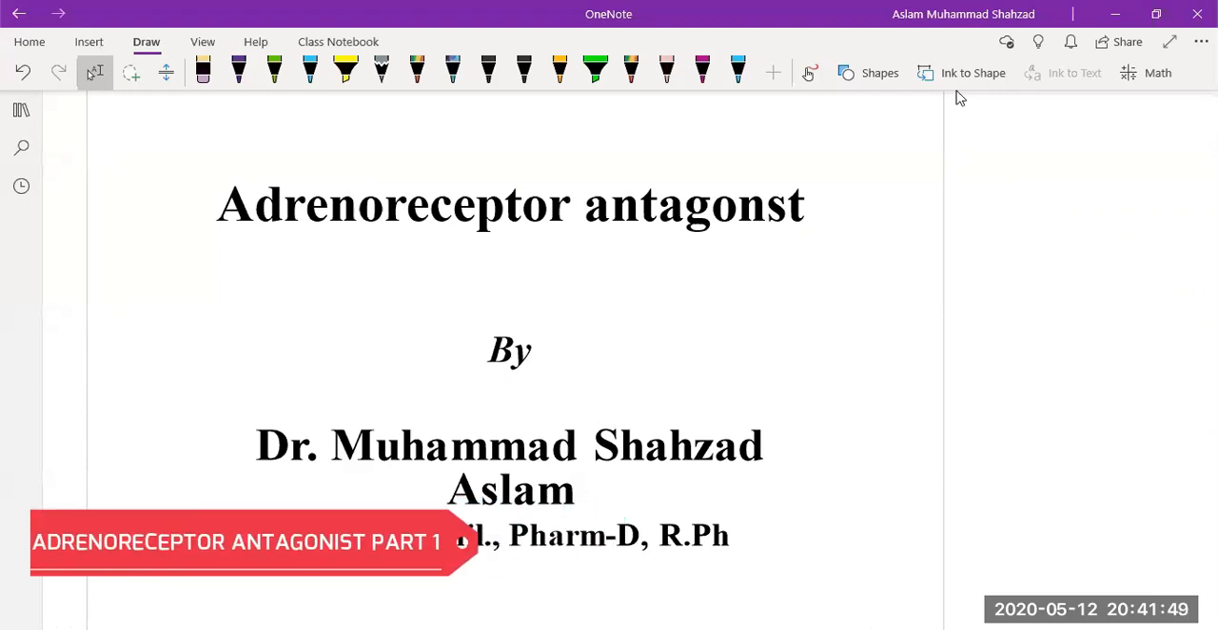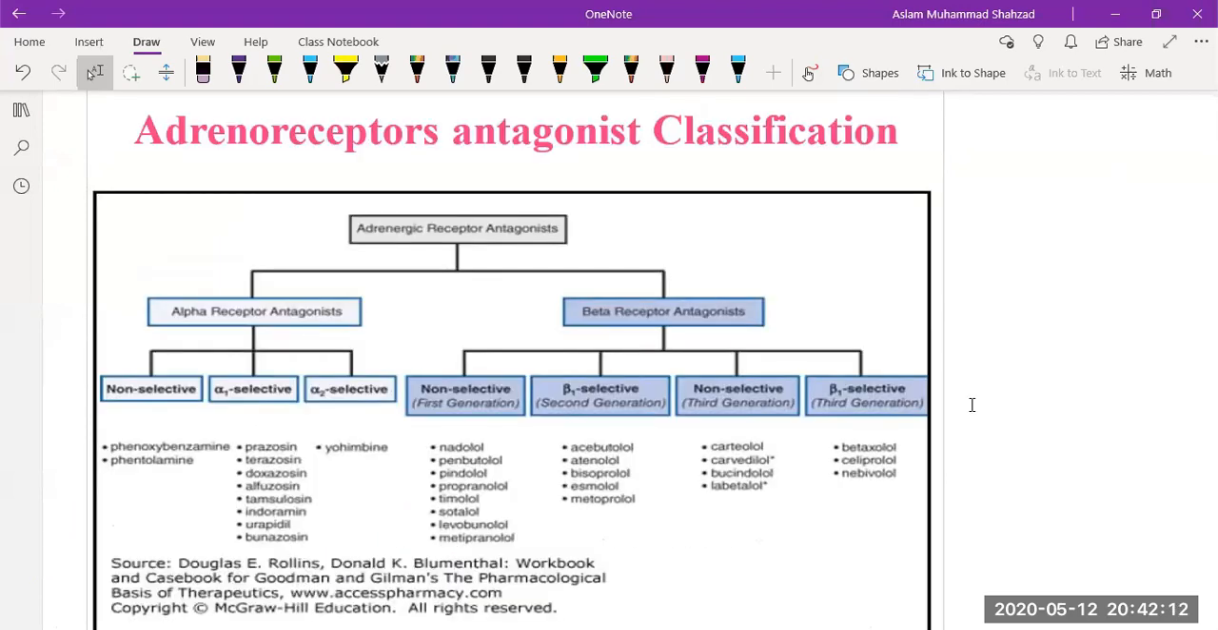Today we are going to discuss adrenoreceptor antagonists. Let's discuss the classification in general. The adrenergic receptor antagonists are classified into alpha receptor antagonists and beta receptor antagonists.